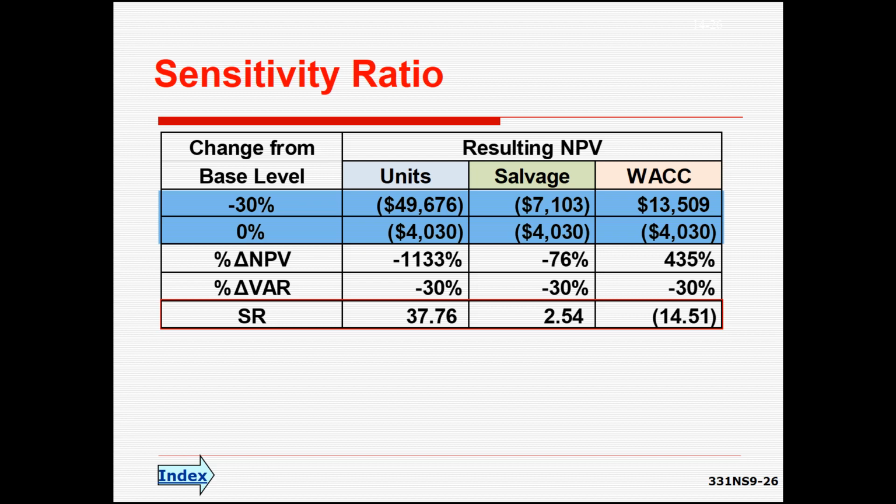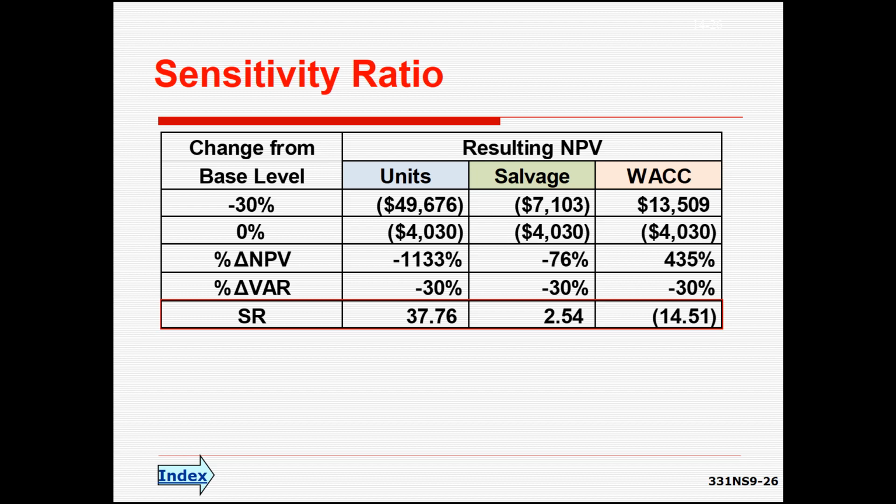The percent change is equal to quantity, new minus old, divided by old. For example, for the units, that's equal to a negative 49,676 minus a negative 4,030, divided by a negative 4,030, which is equal to a negative 11.32655, or a negative 1,133%. Repeat this for salvage and weighted average cost of capital.